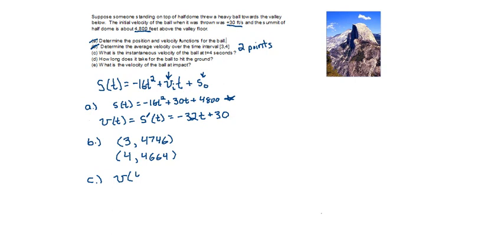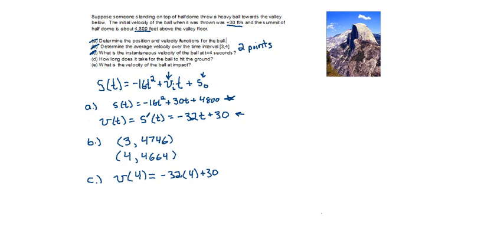So we're going to plug in 4 to the velocity equation, which will give us negative 32 times 4 plus 30. So that just shows you what the equation would look like. If I was going to do that, I would plug that into my calculator. I'd put this equation into y equals, go to the table and plug in 4, and it will give you the answer there for how fast it's going at 4 seconds.